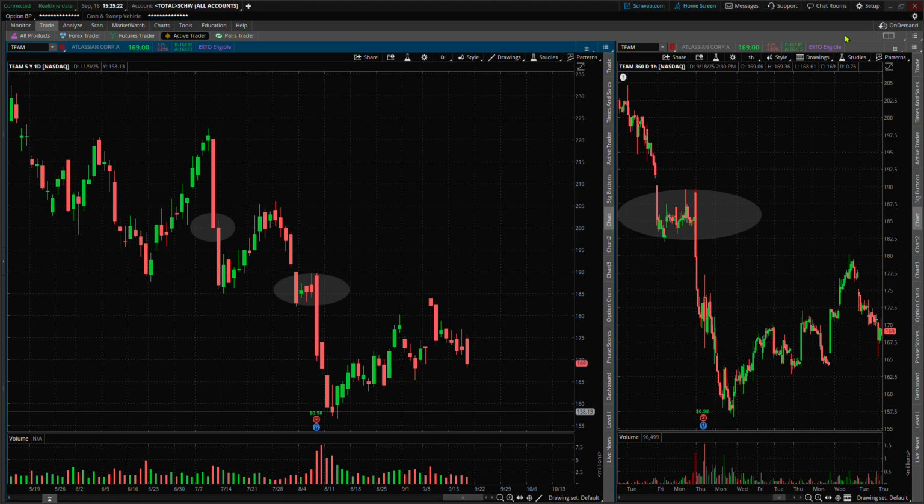First, let's talk about what swing trading is. Swing trading is when you hold a stock for several days to a couple of weeks, compared to day trading where you usually hold for a couple of minutes, maybe an hour, something like that. So we're using the higher time frame charts.